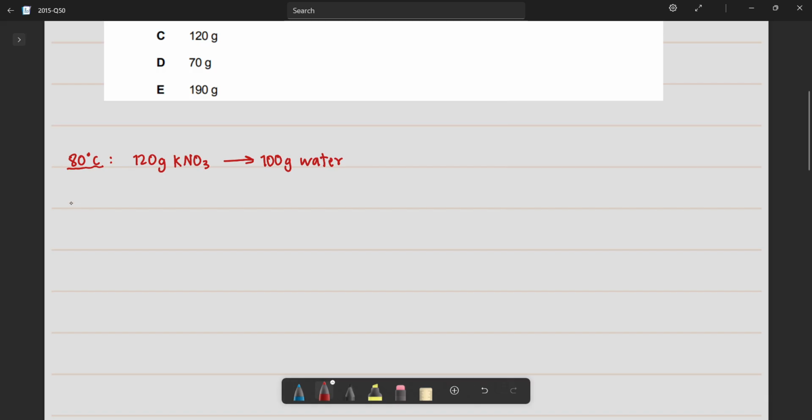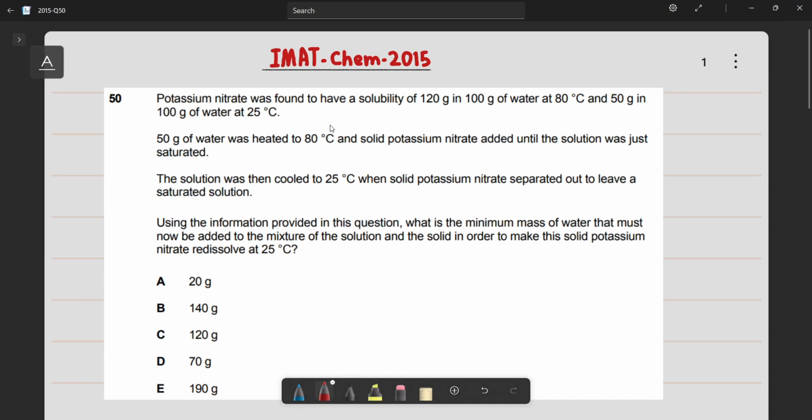And then the next one is the temperature set at 25 degrees Celsius. At 25 degrees Celsius, we have 50 gram of potassium nitrate dissolved in 100 gram of water. So this is our fixed ratio that is given from the question in the very first sentence. Now moving to the second sentence.